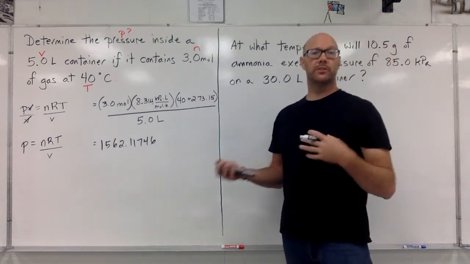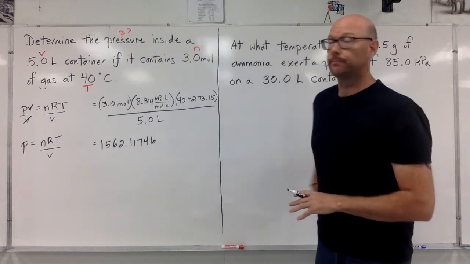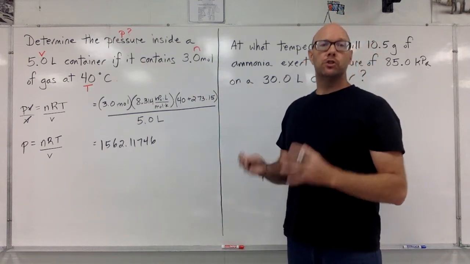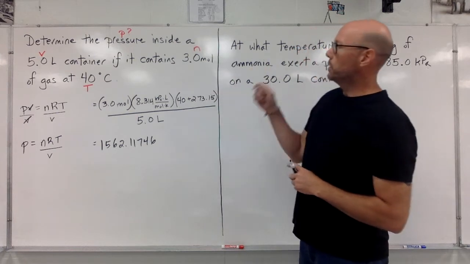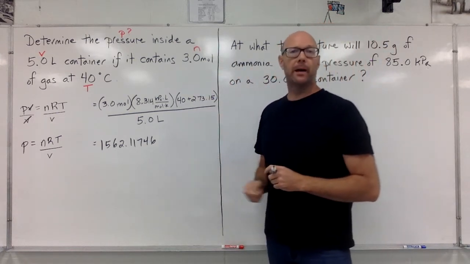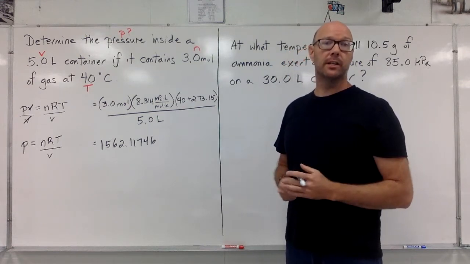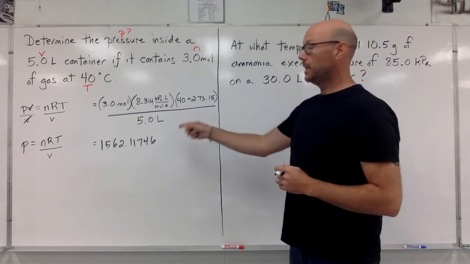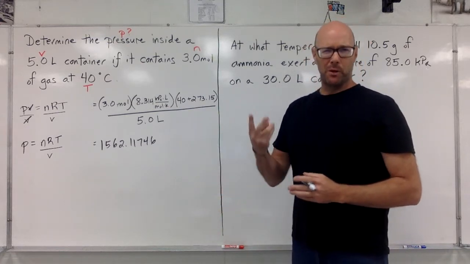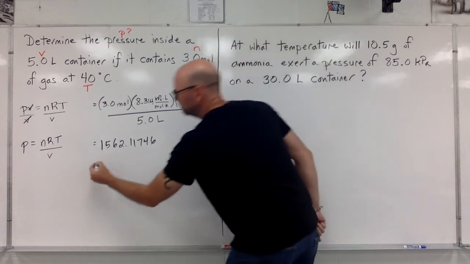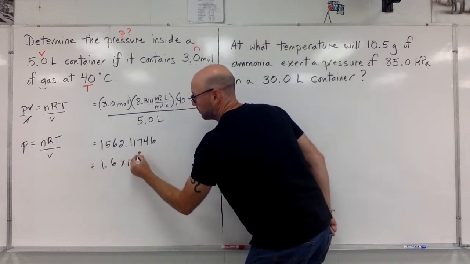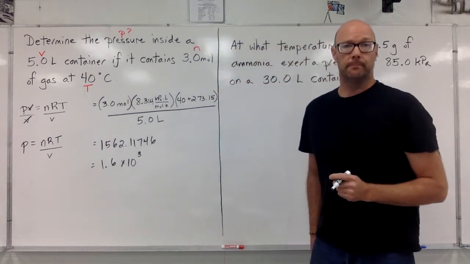We need to think about the significant digits and the units. The numbers in the question all have two significant digits, 5.0, 3.0, and 40. So I need to round off my answer here so that it also has two significant digits. Here, I'm going to have to use scientific notation because we're up in the thousands, but we only need two significant digits. It's 1.6 times 10 to the power of 3.